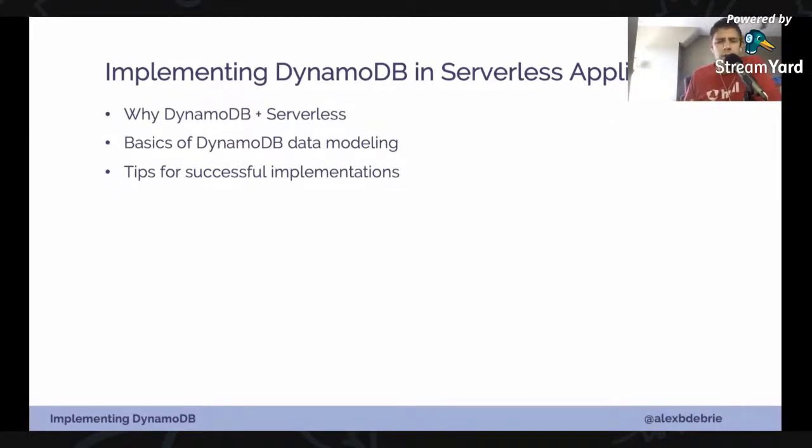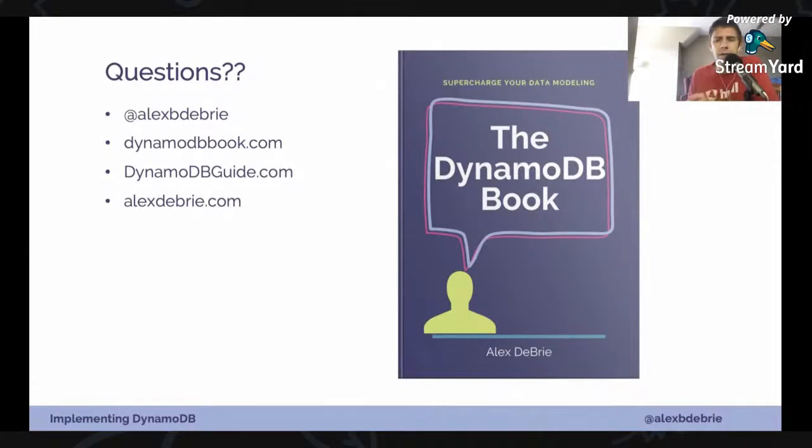Then, once we have an idea of why we want to use DynamoDB, we went into some basics of DynamoDB data modeling. We learned the terminology, some of the concepts, as well as some of those underlying principles and how that changes data modeling with DynamoDB. Finally, the last thing we talked about was some tips for successful implementation. So as you're working through that stuff, what are some things that can help you implement DynamoDB well in your application?